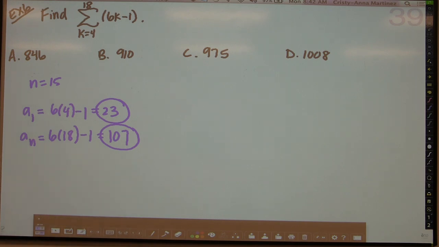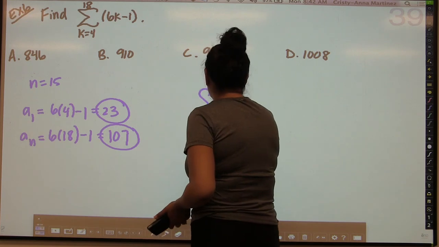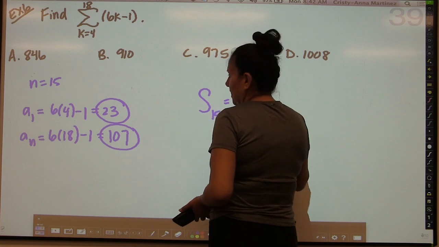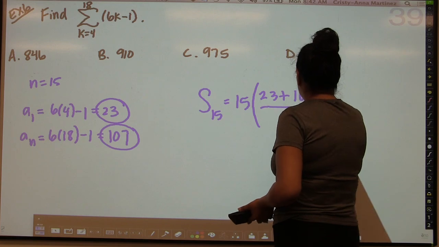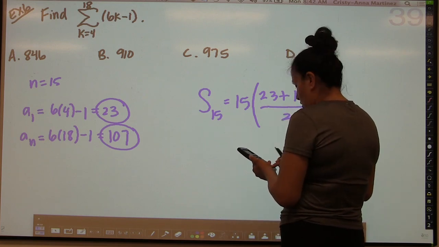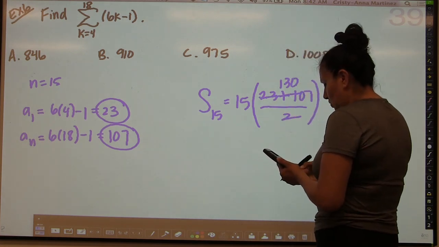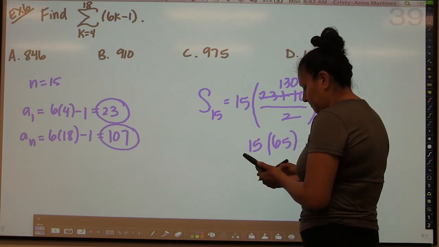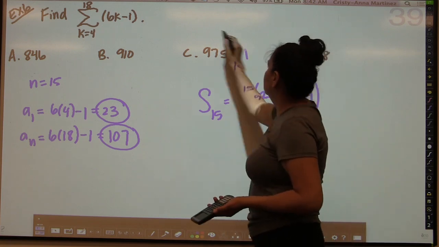And then all I have to do is plug it into the formula. And the formula says to go partial sum. We know that n is 15. So we're going to go, s of 15 is going to equal n times a sub 1, which was 23, plus 107, divided by 2. So 23 plus 107 is going to give us 130. 130 divided by 2 is going to give us 65. And 65 times 15 is going to give us 975. So now we know that the answer is C.